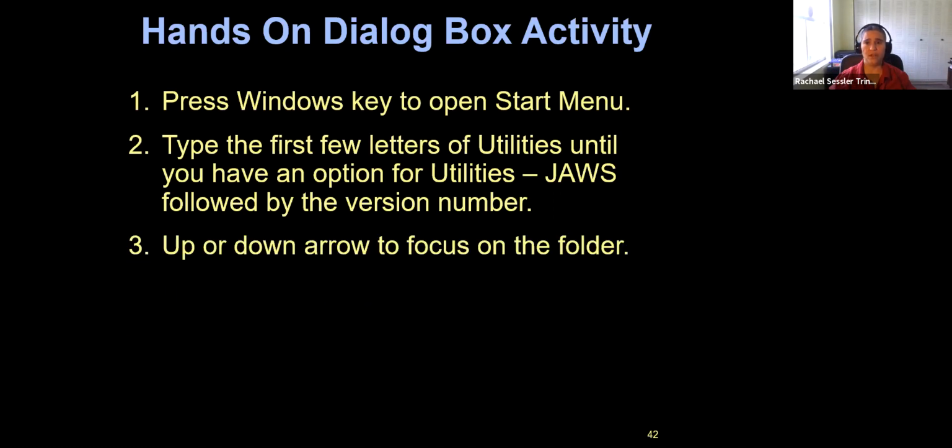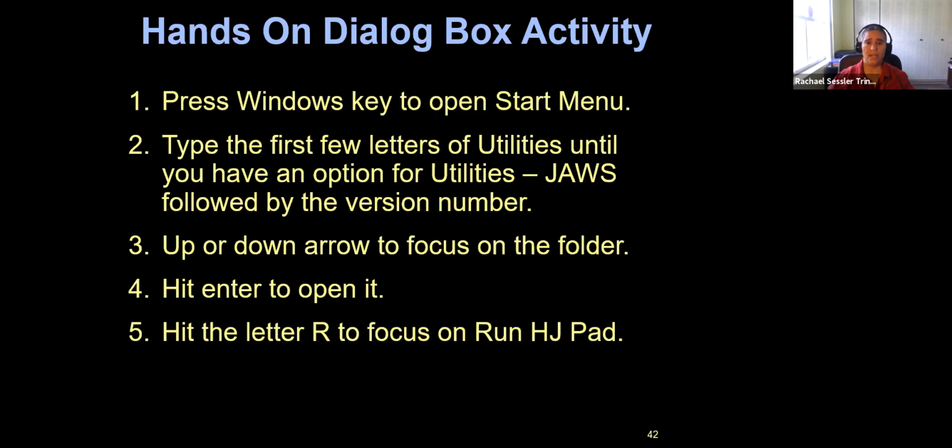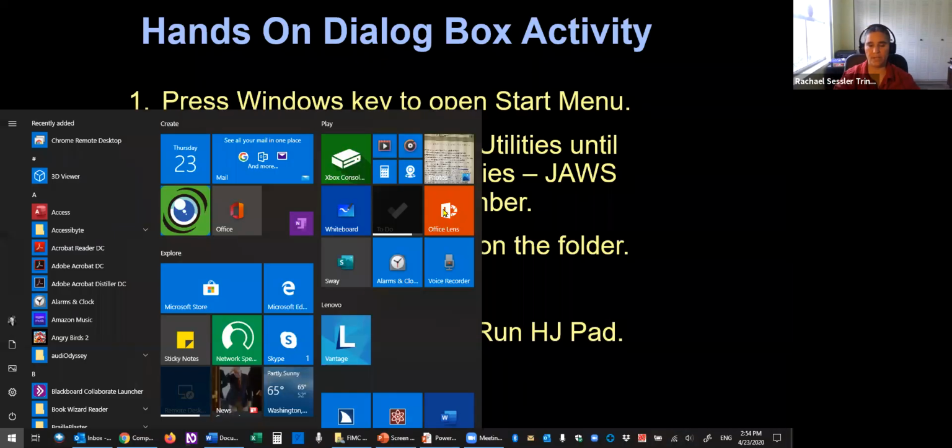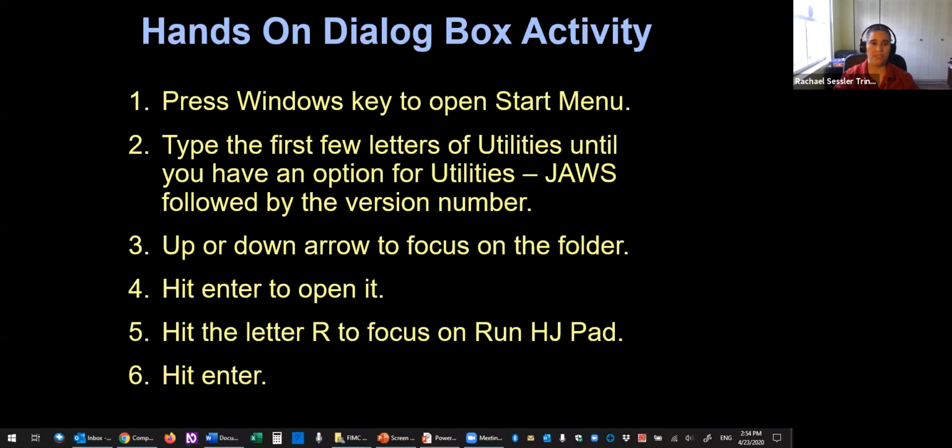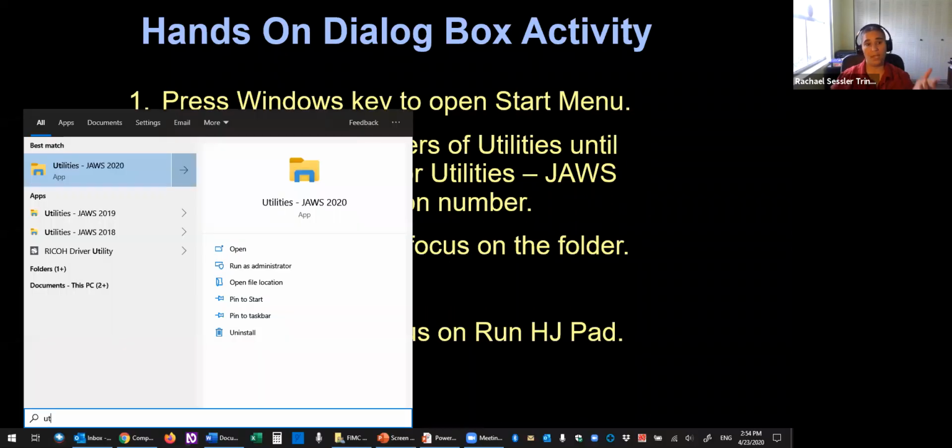So once you find utilities, you're going to up and down arrow till you get to utilities dash JAWS followed by the number, and then you're going to hit enter to open it. And then once we have it open, we're going to hit R to focus on run HJPad, and then we're going to hit enter. So I'm going to go ahead and do that. I'm going to go to my start menu, I hit Windows, I'm going to type UT, and the first thing that came up is utilities JAWS 2020, so I'm going to hit enter.